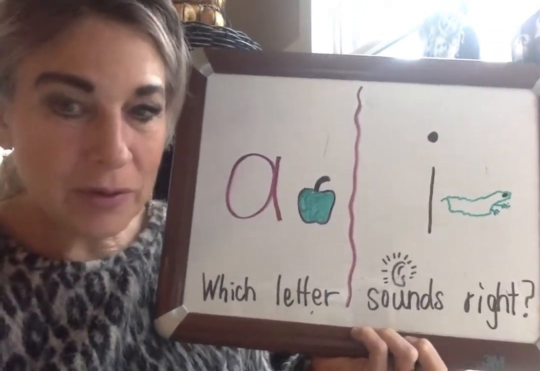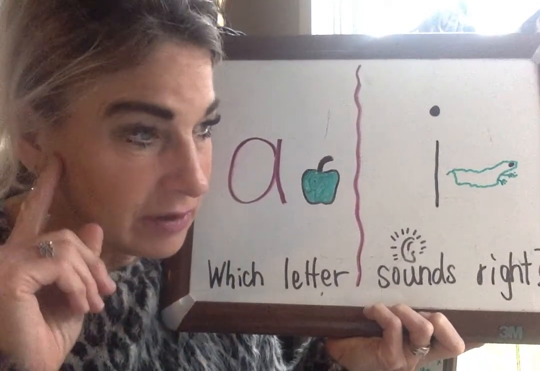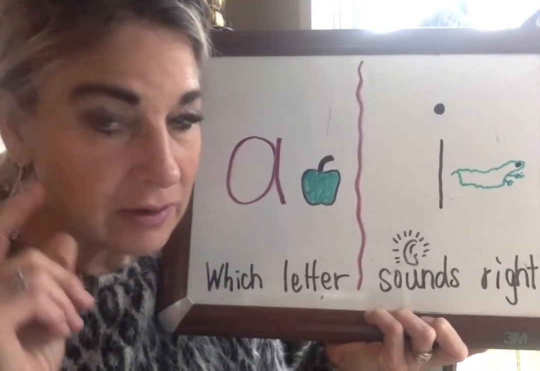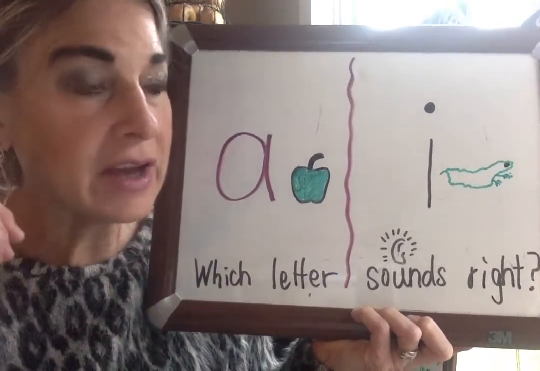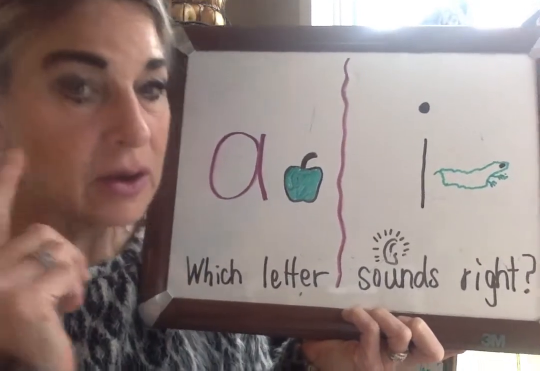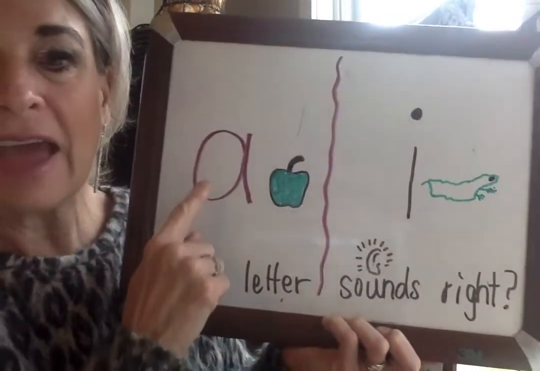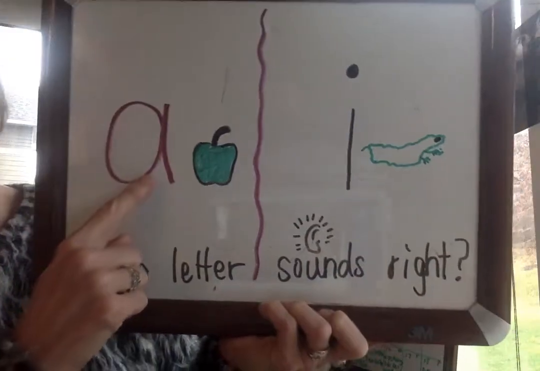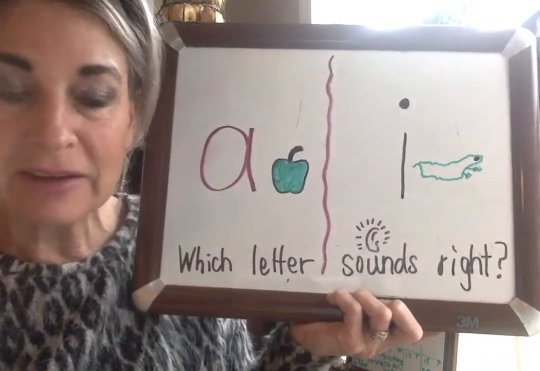Today, we are going to listen for our sounds. When I say listen, that means you really need to think where that sound would go. So you've got to hear it, but not only hear it, you've got to think and listen which column it's going to go under. Does it sound like A, the letter A, or does it sound like I, the letter I?